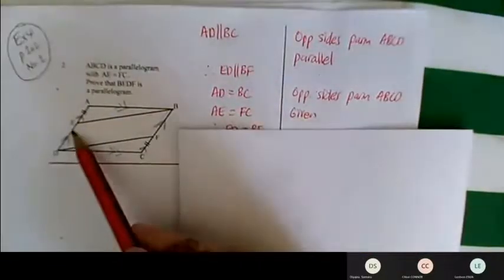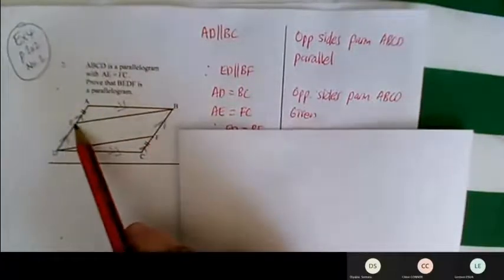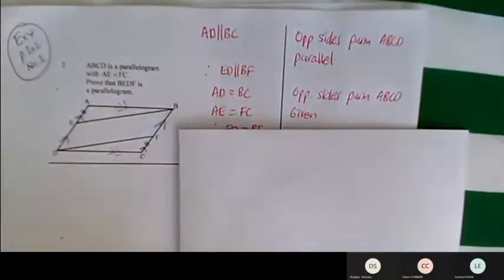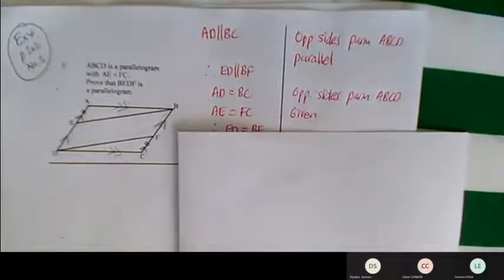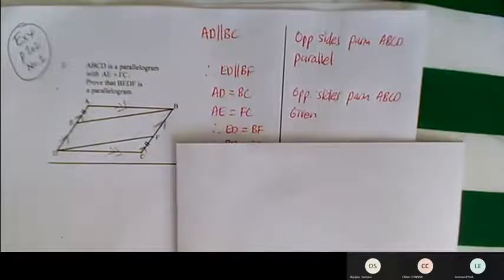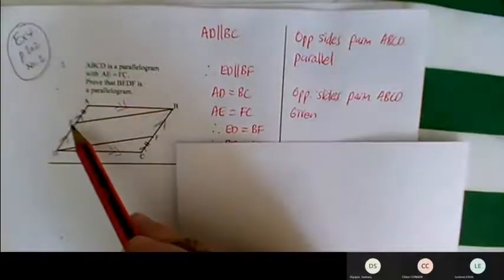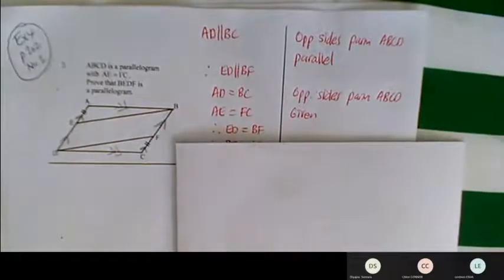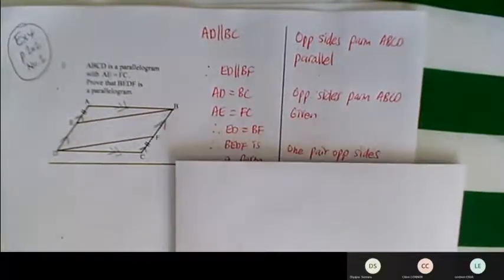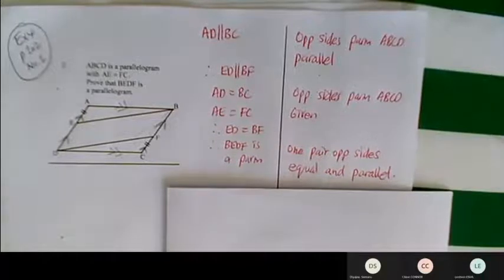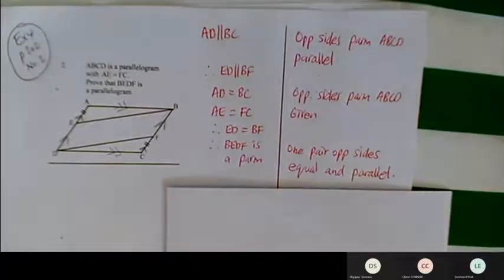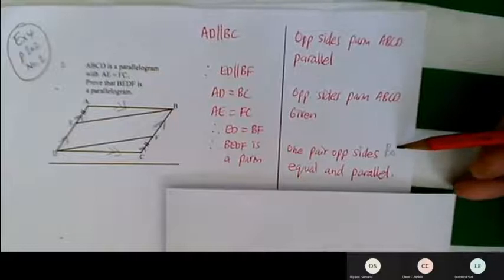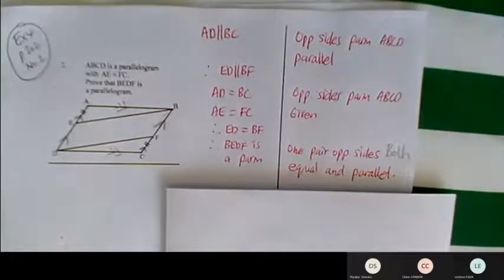So that means the piece has to be equal to the piece. Therefore, ED is equal to BF, the piece being equal to the piece. Therefore, BEDF is a parallelogram: one pair of opposite sides, both equal and parallel.